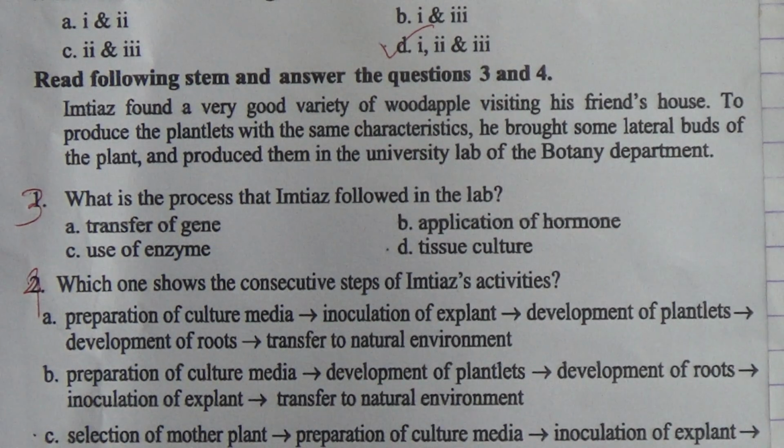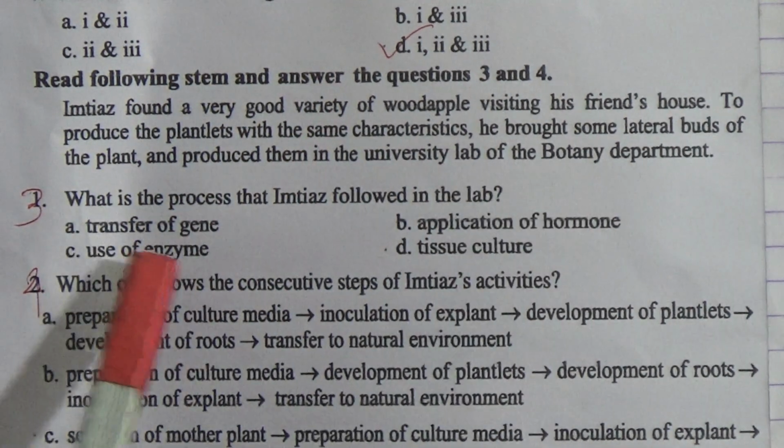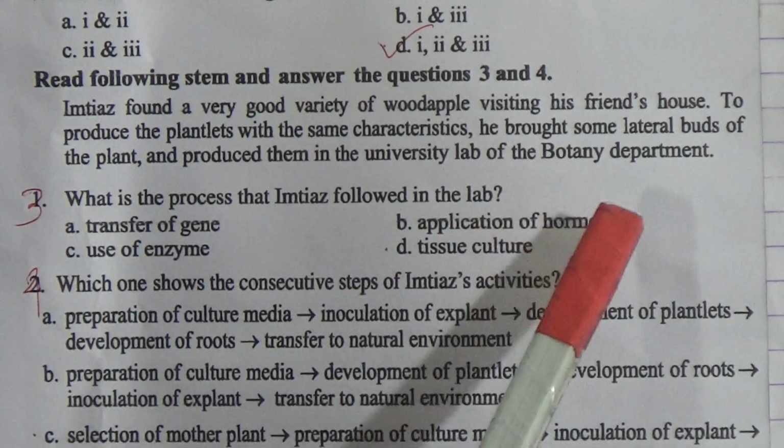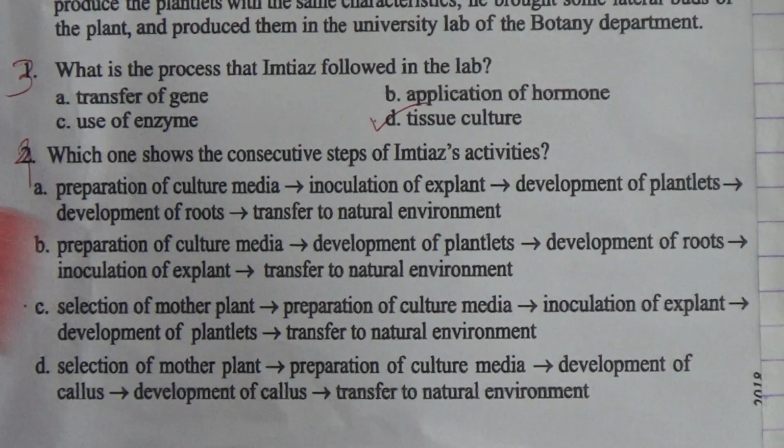Question 3 is, what is the process that Imtiaz followed in the lab? Transfer of gene, use of enzyme, application of hormone, tissue culture. That will be tissue culture. Through tissue culture we can produce a lot of plantlets in a short period of time.